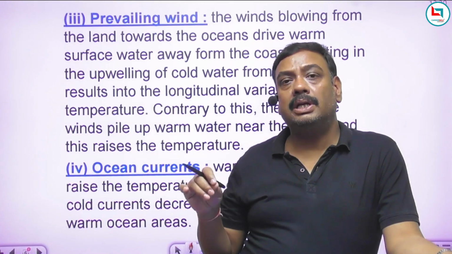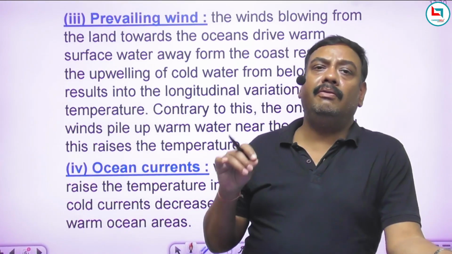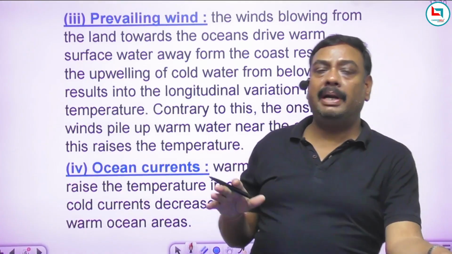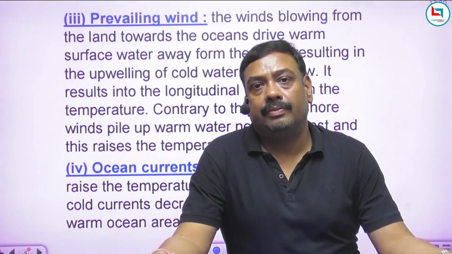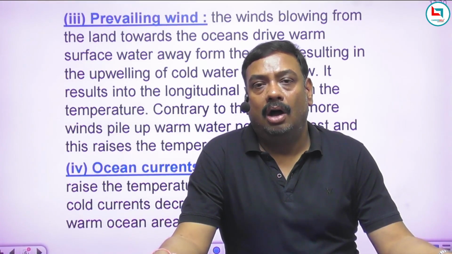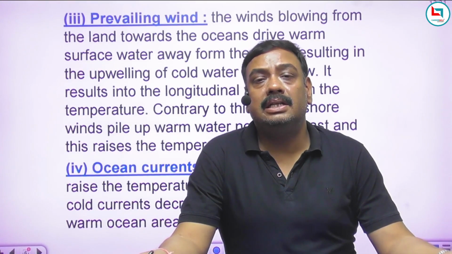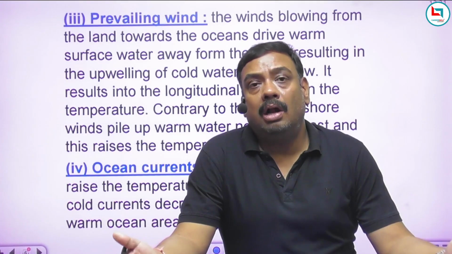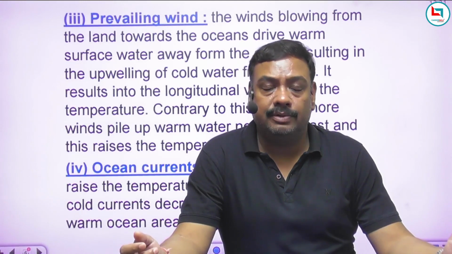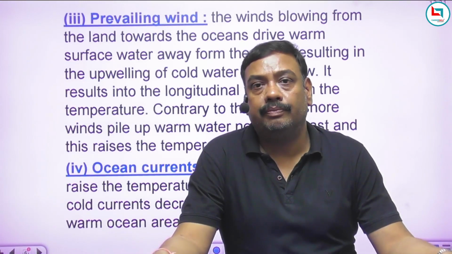And these ocean currents are observed in various parts of the ocean. Particularly, major ocean currents are found along the coastal region. Along the coast of the continents, these currents are flowing either in the direction from south to north or north to south in both the hemispheres.